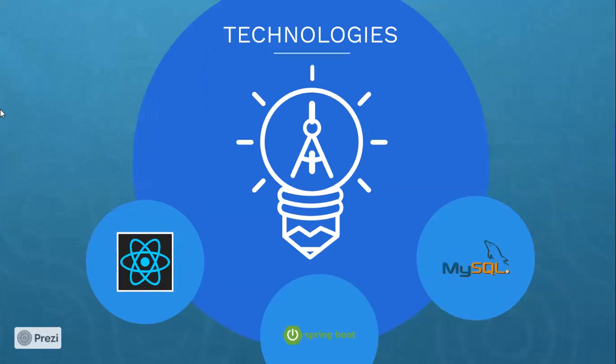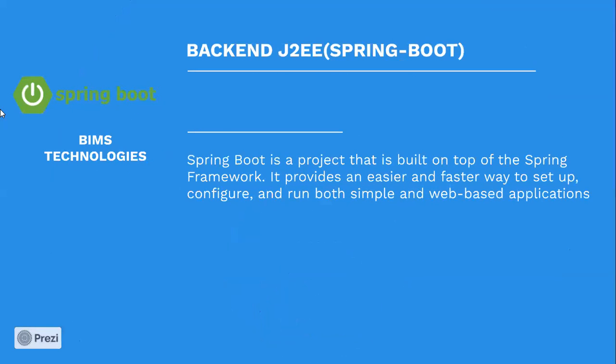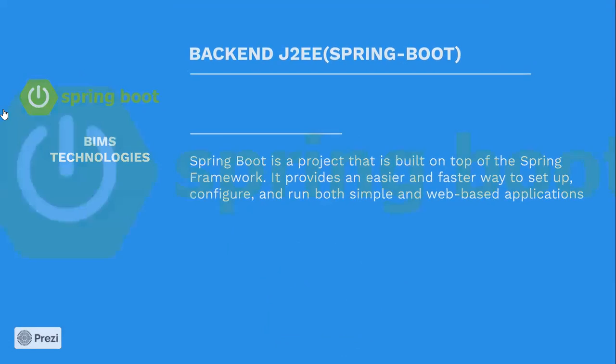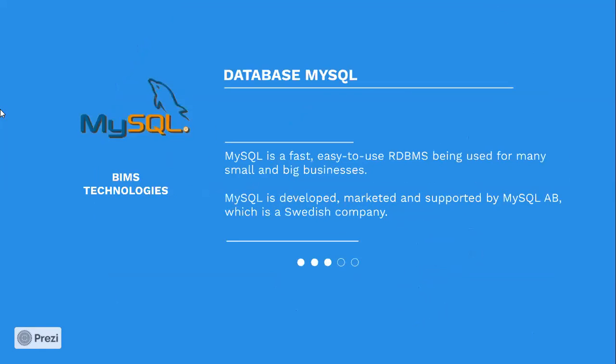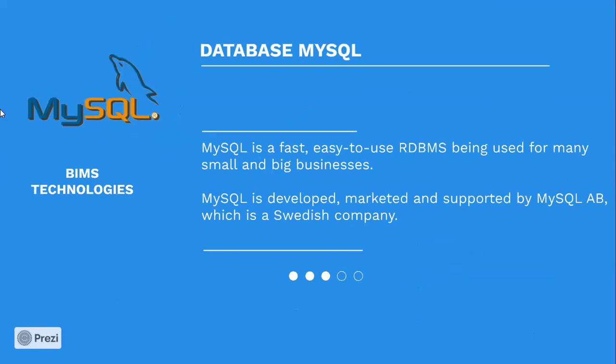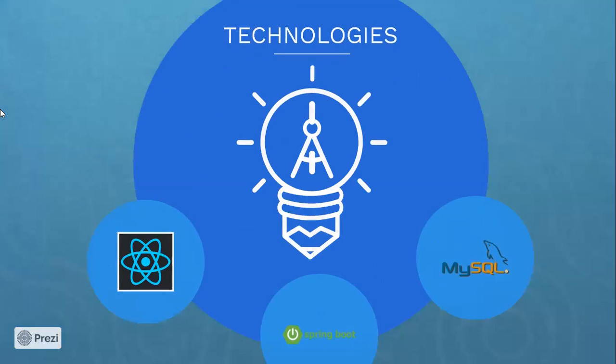For backend, we used Spring Boot. Spring Boot is an automated version of the traditional Spring framework, simplifying and automating the process. It provides an easier and faster way to set up, configure, and run both simple and web applications. To store data, we use MySQL database, which is an open source relational database management system. Thank you. Now I'll hand over to Saurabh.